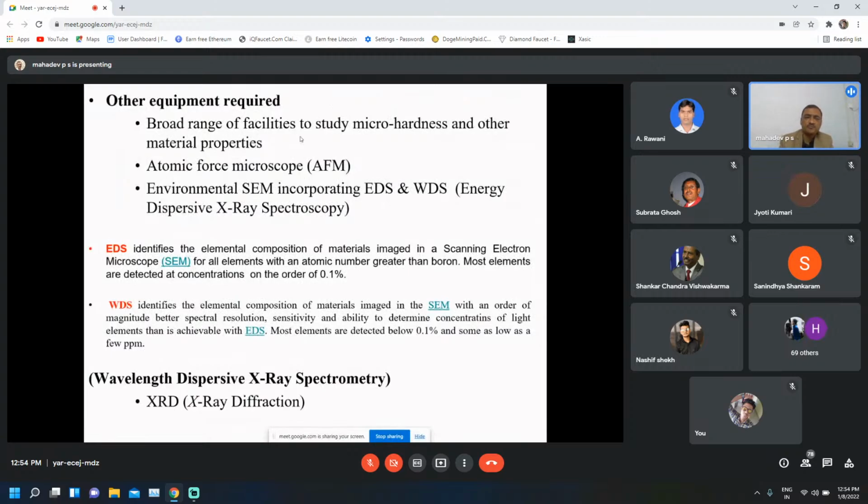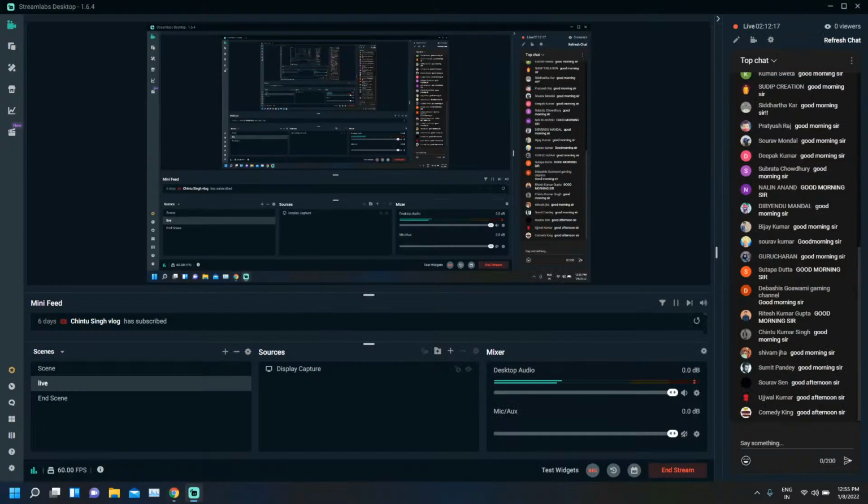As I told, after you develop the material, suppose you develop a composite material or some other kind of alloy, you will be testing the mechanical properties using a tensile testing machine, and micro hardness or hardness testing is done using a hardness testing machine, supplied by Microtech Industries Private Limited from Pune. Even you can have an atomic force microscope, which is costlier, available in NITs, IITs, and big organizations. Environmental SEM incorporating EDS and WDS can be used for further studies.